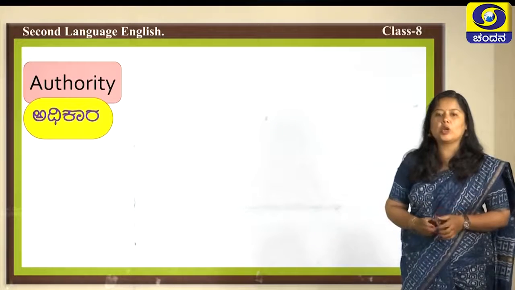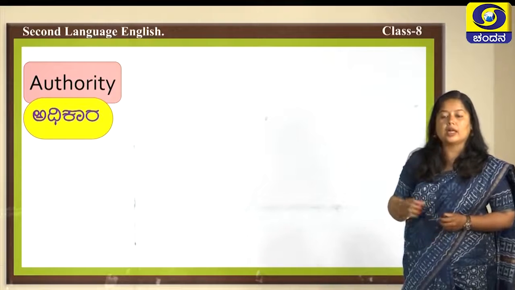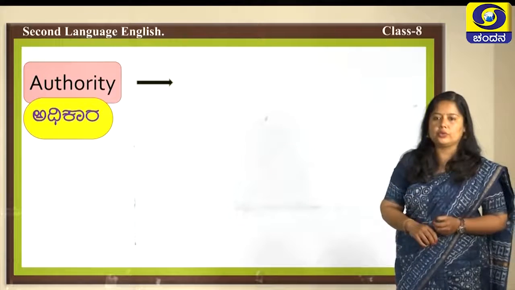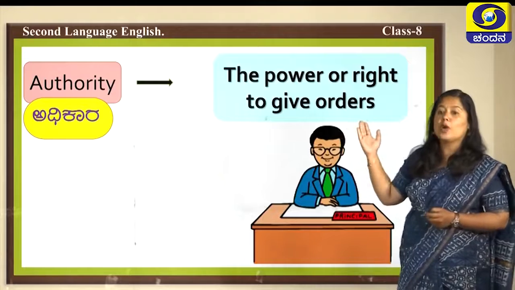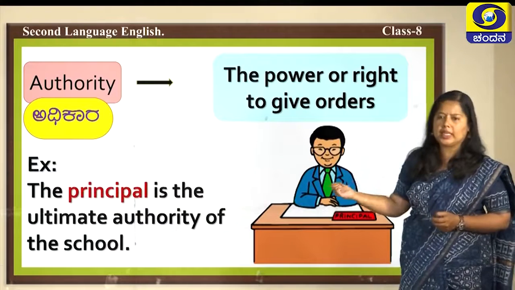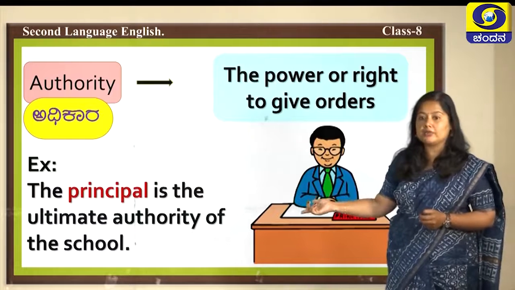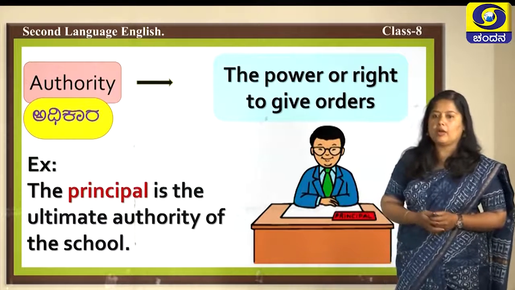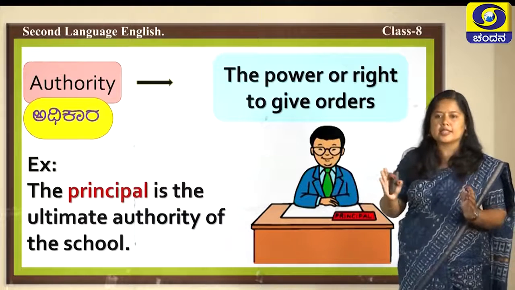Next word comes authority. Authority is adhikara. Adhikara chalaisuvudu athava obbaralli adhikara iruvudu. The power or right to give orders, meaning one who can order somebody to do something. So, your sentence can be like this using the same word: The principal is the ultimate authority of the school. So, we all, when we are in school, will listen to whatever our principal sir says.